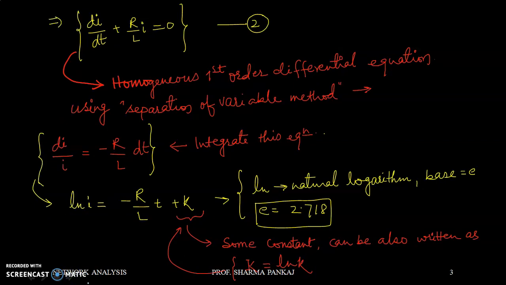We can rewrite equation number 1 as di by dt plus R by L into i is equal to 0. What we have to do is just divide both sides by L. You will get di by dt plus R by L into i is equal to 0. Now, this is a homogeneous first order differential equation. This comes under the category of calculus under the title of homogeneous first order differential equation.